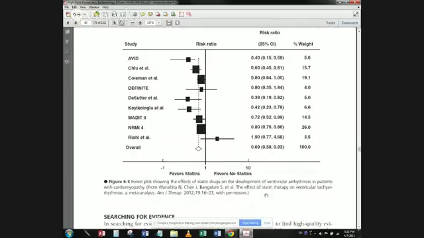Here's the Figure 6.3 forest plot showing the effects of statin drugs on the development of ventricular arrhythmias in patients with cardiomyopathy. Different types of studies, statins versus not favoring statins. And this is the confidence interval you have on how likely it is to develop ventricular arrhythmias.